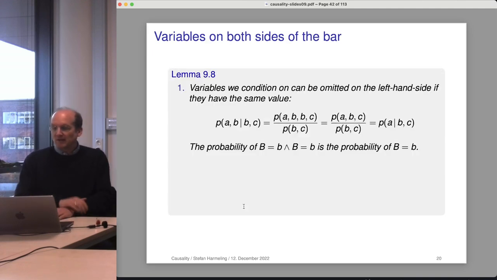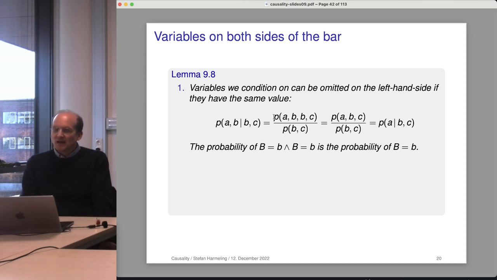So I call it a lemma. So the lemma is, if I condition on variables, then they can be omitted on the left-hand side. And that is something that is intuitively clear that you can do, but you can also derive it. So basically, by using the definition of the conditional distribution, it's the probability of the joint, where I put the B twice here, because there is B twice.